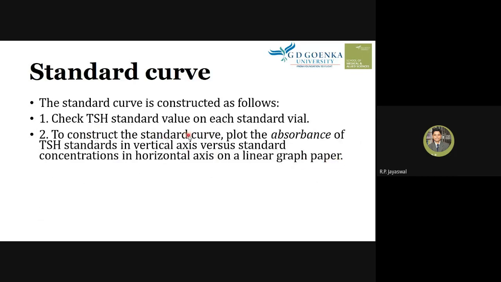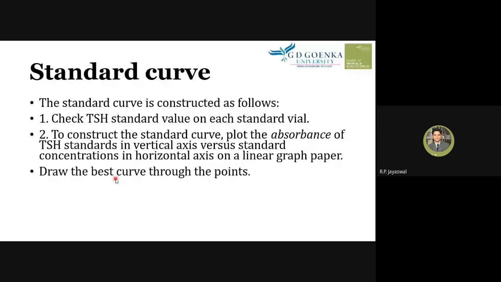The absorbance that we have taken for each standard, we have to record accordingly, and plot the graph of absorbance versus standard. Absorbance should be plotted on the y-axis, and the standard concentration on the x-axis. Draw the best curve through the points, whatever points we get, because we have to join all the points, and we can get a straight line curve.